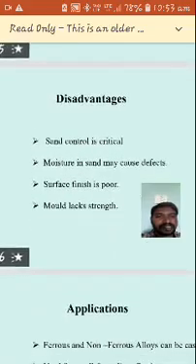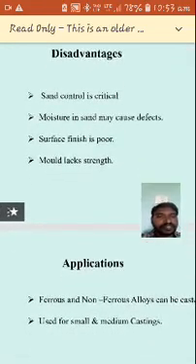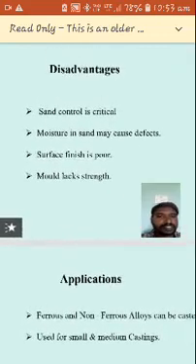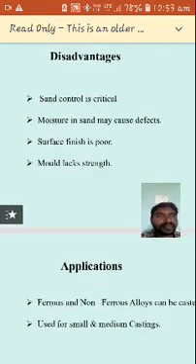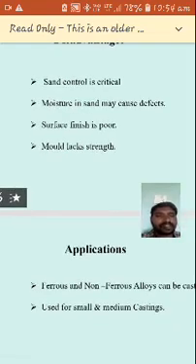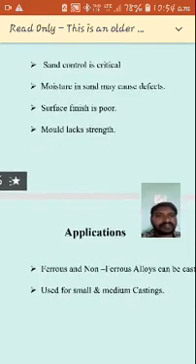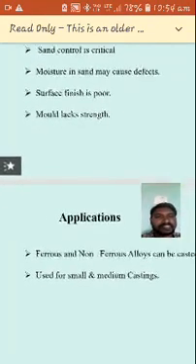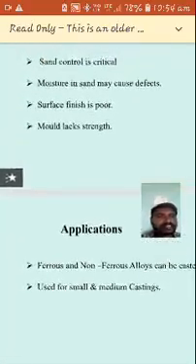What are the disadvantages? Sand control is critical. Moisture in the sand may cause defects. If the mold is in a moist state and we pour the molten metal at that state itself, it may cause defects like blowholes or something else. The surface finish is poor because it is a wet state, so we cannot get a very smooth surface. Molds lack strength, so strength is weak.